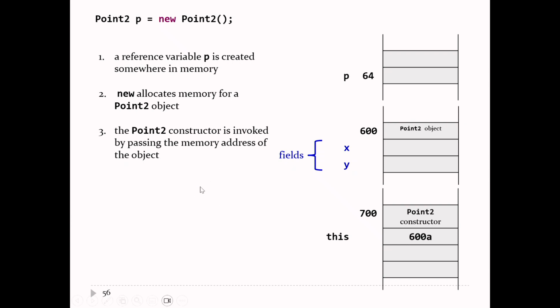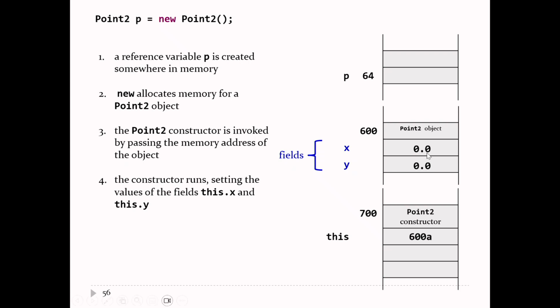So what does the constructor say? It says this dot x equals 0. So what is this? Well, this is the thing at address 600. Dot x means find the field called x in that object. That gets set to 0. This dot y gets the value 0. So this is the object at address 600. Dot y, look at its field called y, set it to 0. So those two fields get set to 0.